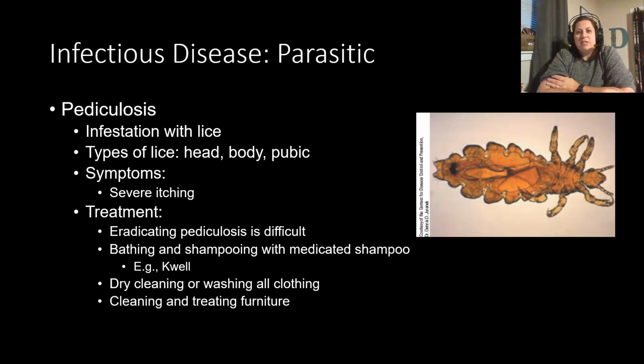Another group of infectious diseases are parasitic. Parasitic diseases are going to be things like bugs or worms. One that does take place on the skin is pediculosis. This is an infestation of lice. So this would be a lice infection. There are different types of lice. They get named based on the location where the hair is that they prefer. Some are head lice, body lice, or even pubic lice.